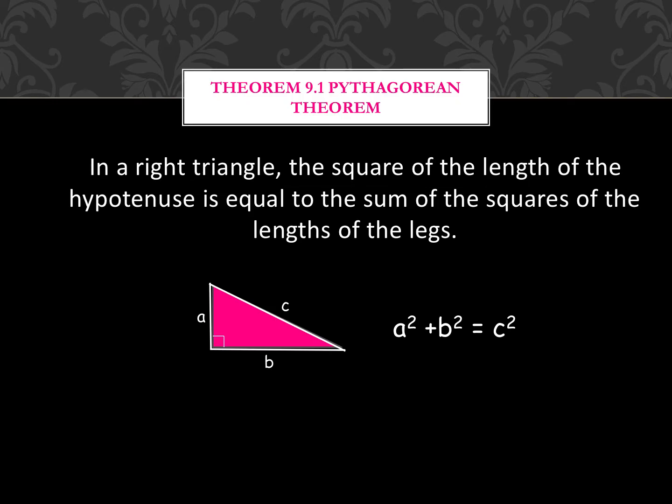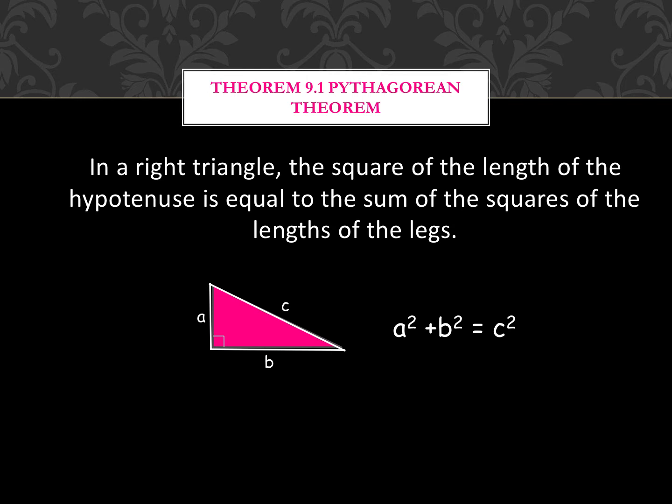Now, you probably have learned or have seen the Pythagorean Theorem before in either your pre-algebra class or your Algebra 1 class. It's the same thing. It's a squared plus b squared equals c squared. This theorem only applies for right triangles. So the theorem states that in a right triangle, the square of the length of the hypotenuse is equal to the sum of the squares of the lengths of the legs.